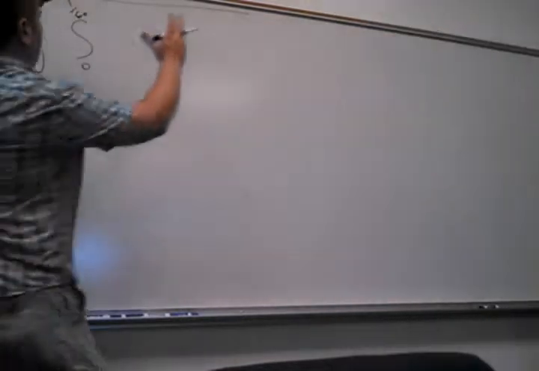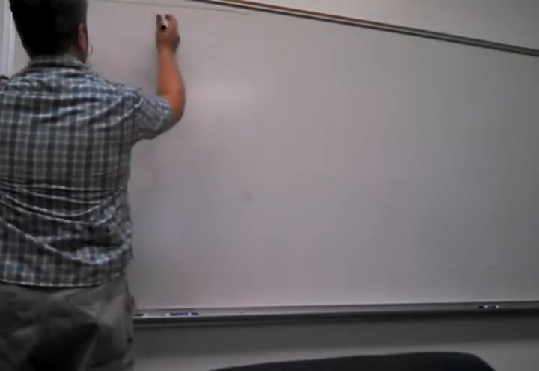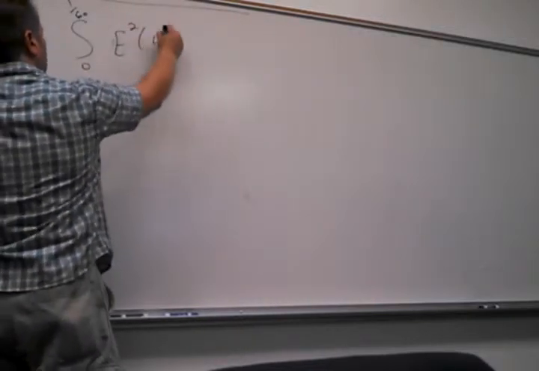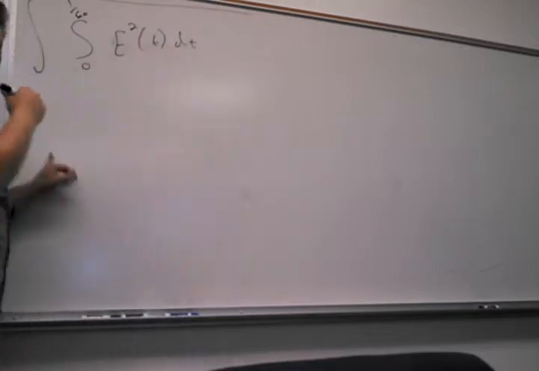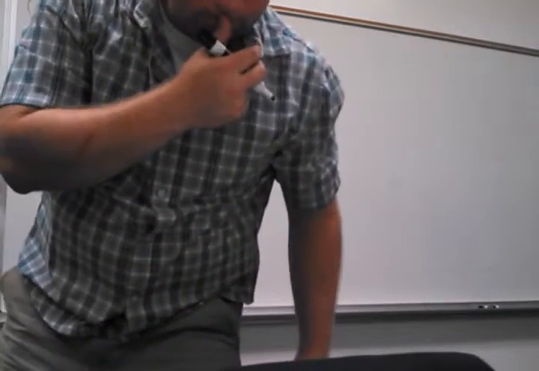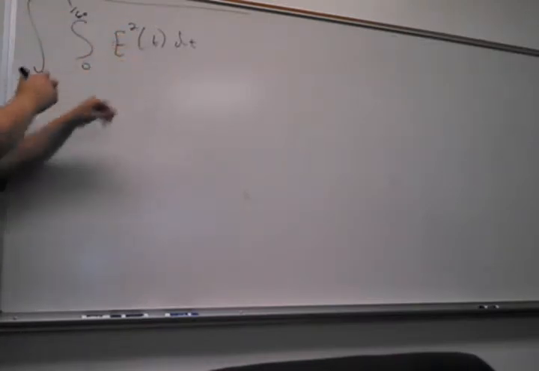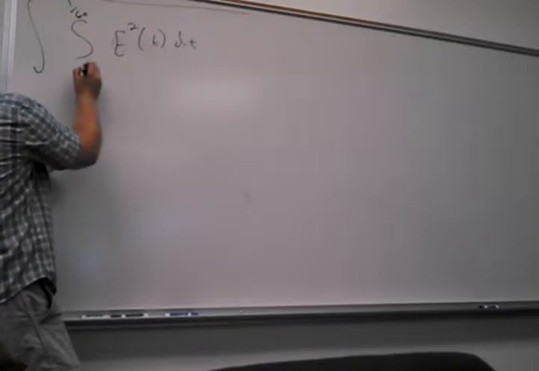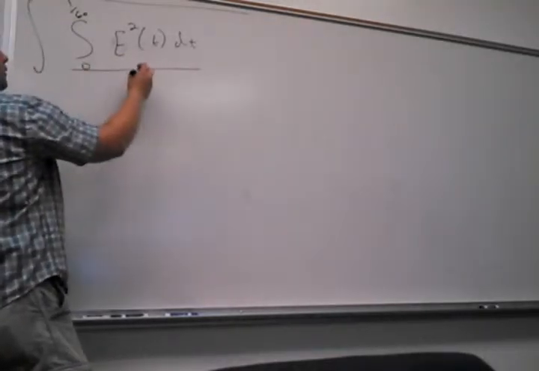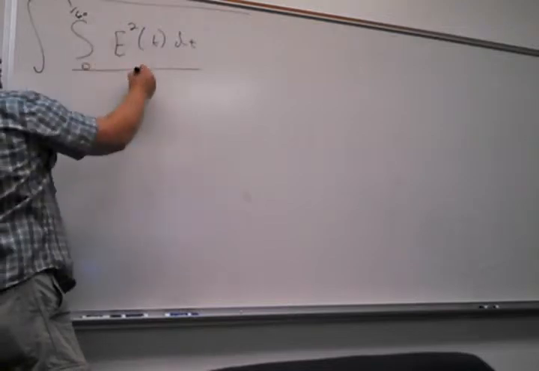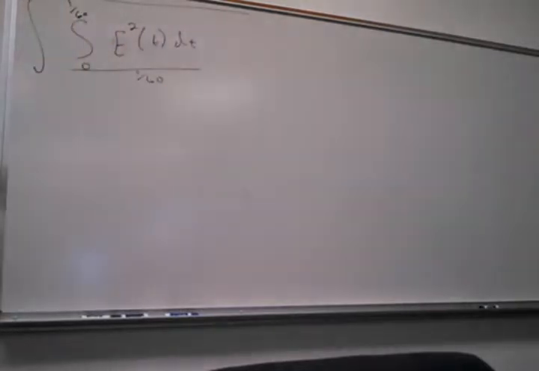So the square, I've got to first average the square of the voltage over one cycle. So I've got to square the voltage, find the average. So what am I missing for the average? It's got to be divided by, sum it up, divided by 1/60th minus 0.